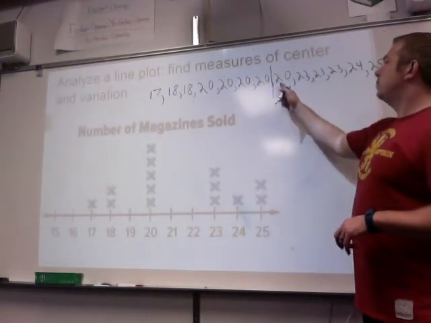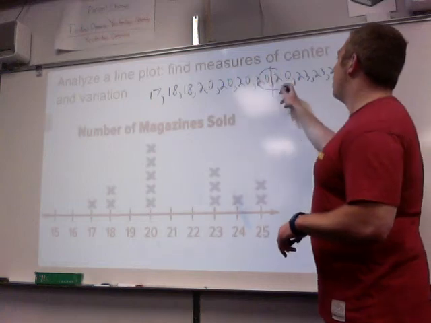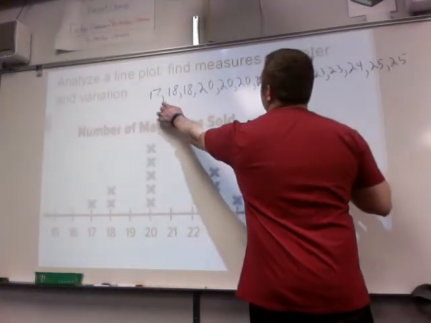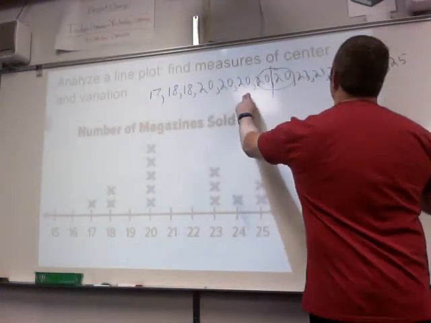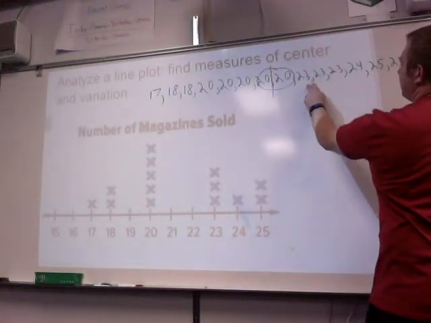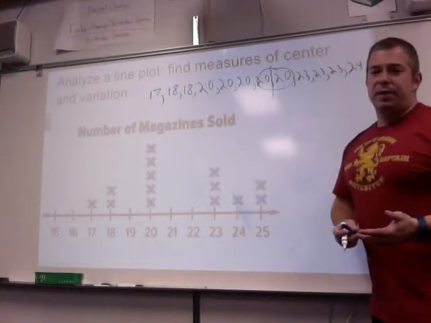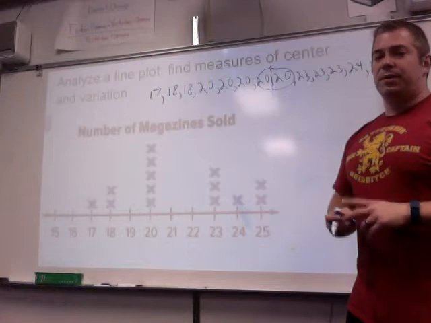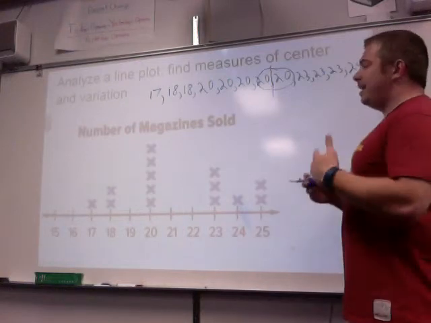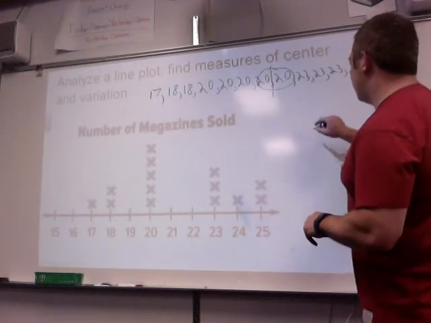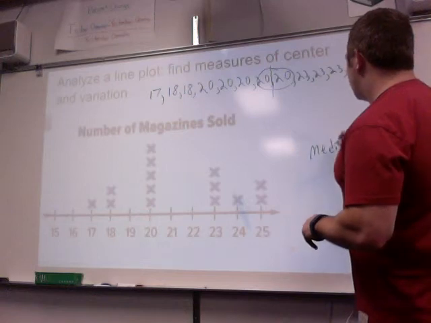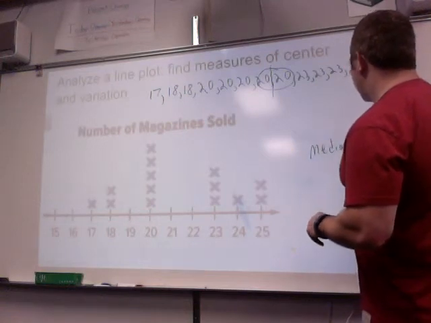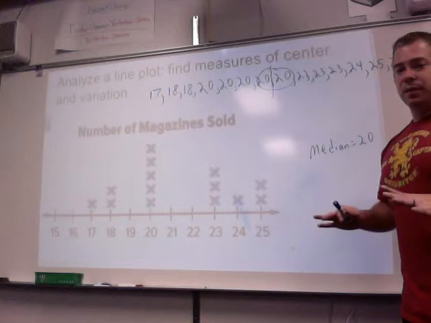And then these two numbers are right in the middle because I have 6 on each side. Two numbers in the middle. 20 plus 20 equals 40, divided by 2 equals 20. So my median is actually 20. Median equals 20. All right, so we got the mean, median, and mode done.